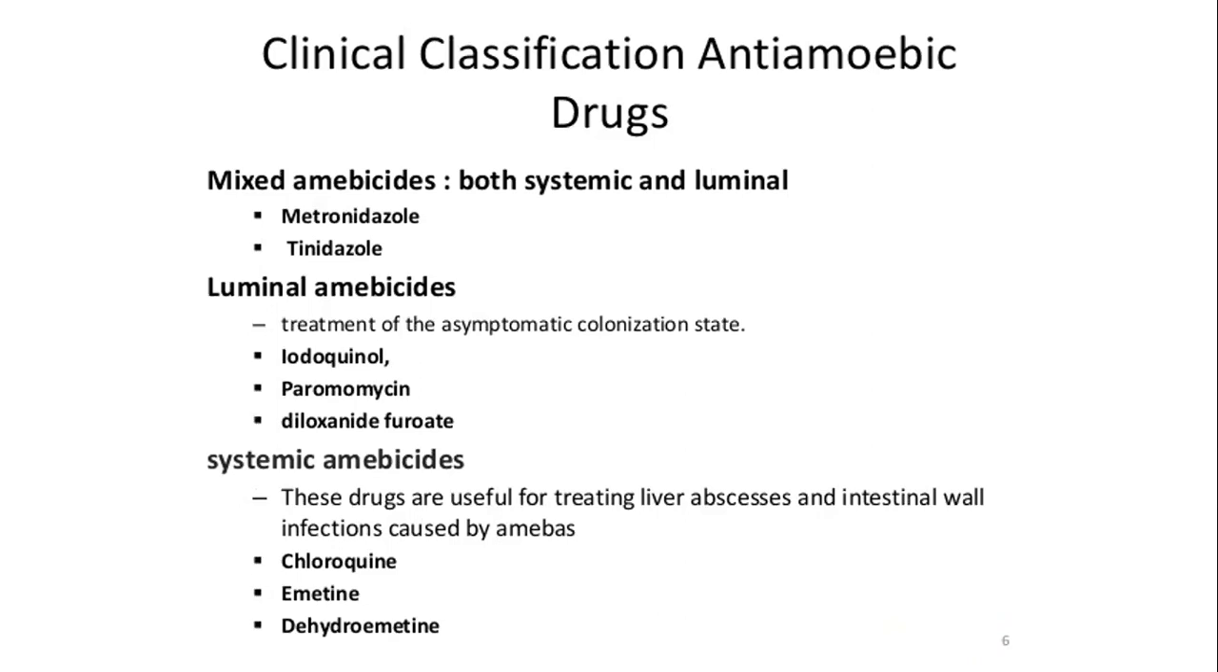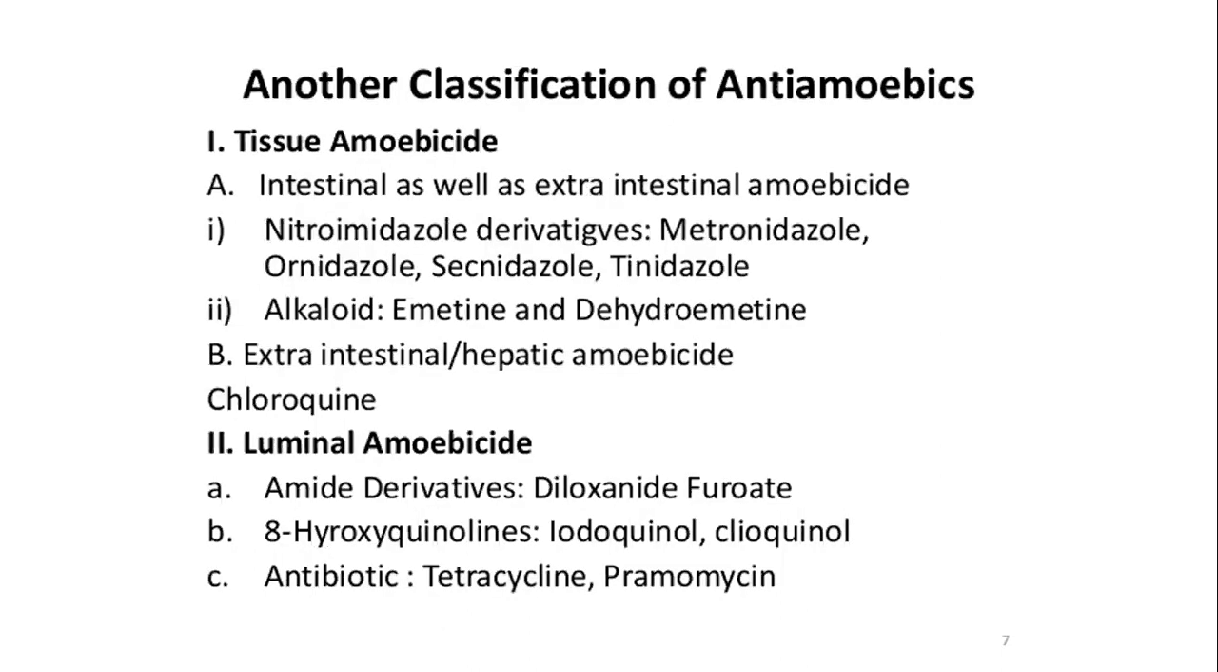Now, the category for the systemic amoebicides. These are the drugs useful for treating liver abscess and intestinal wall infection caused by amoebas: chloroquine, emetine, and dehydroemetine. These are very good, important drugs. Another classification: tissue amoebicides and luminal amoebicides.